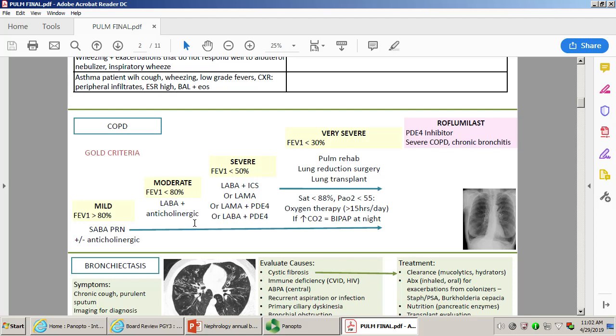Question number 6. When you are prescribing oxygen therapy for patients with COPD, right, they meet criteria, their resting O2 sats are less than 88%, or any of the other criteria, your goal is 24 hours a day, but what is really the minimum that they should be doing to get that survival benefit? 15.